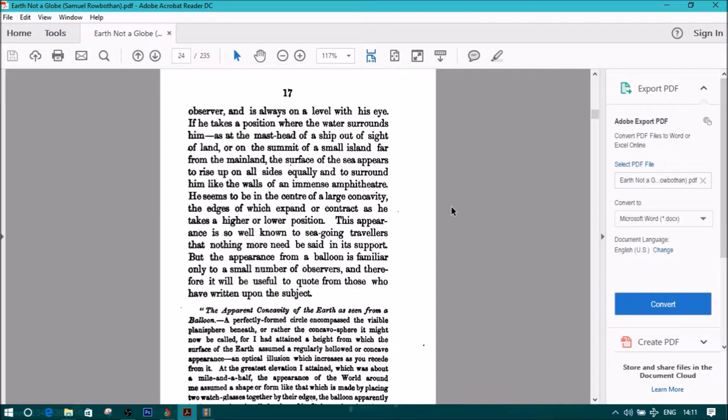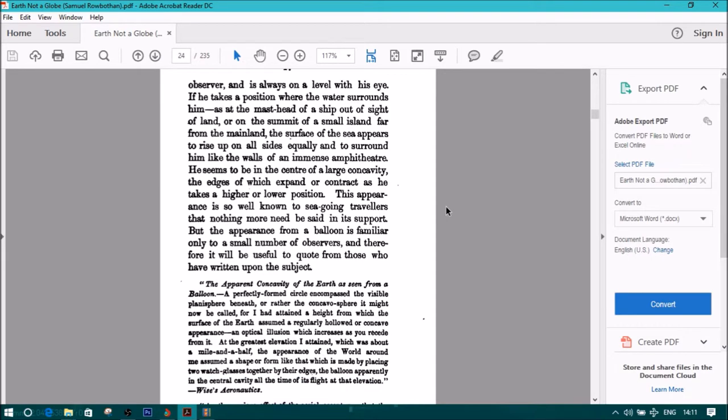This appearance is so well known to seagoing travelers that nothing more need be said in its support. But the appearance from a balloon is familiar only to a small number of observers, and therefore it will be useful to quote from those who have written upon the subject.